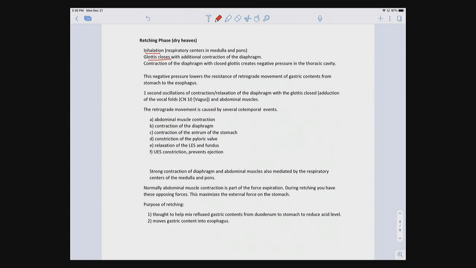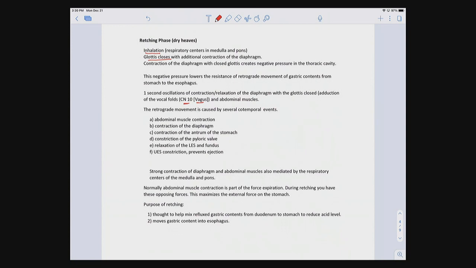It is thought that that negative pressure is going to be helping or aiding moving the gastric contents into the esophagus, because the esophagus is now surrounded by that negative pressure, which lowers the resistance of gastric contents from the stomach going into the esophagus. It kind of aids that. And again, during this process, your glottis is going to close, which again, your vocal folds are going to slam shut, and this is mediated by cranial nerve 10, which is, of course, your vagus nerve.